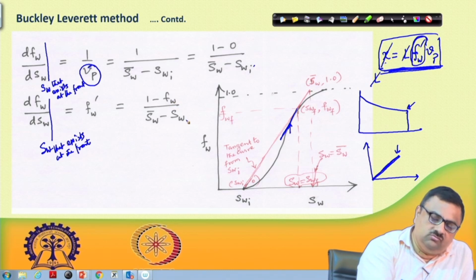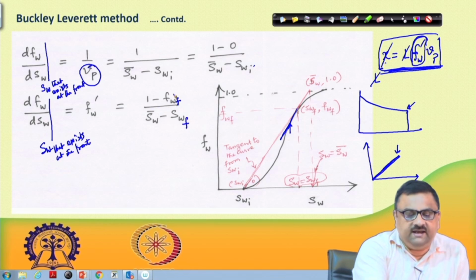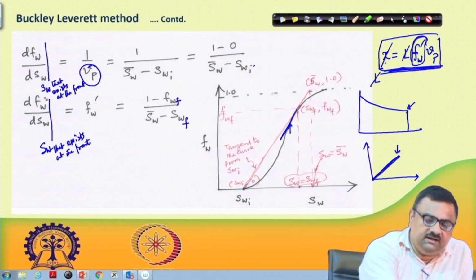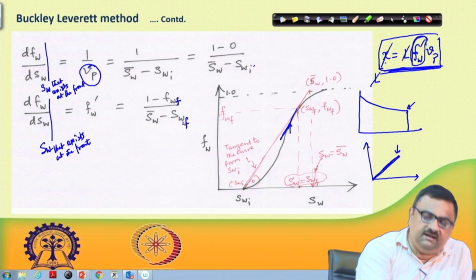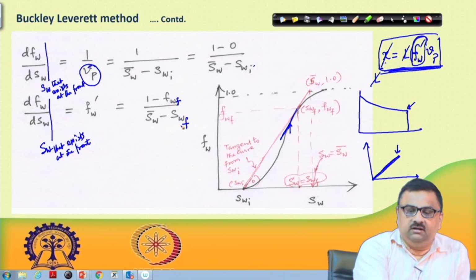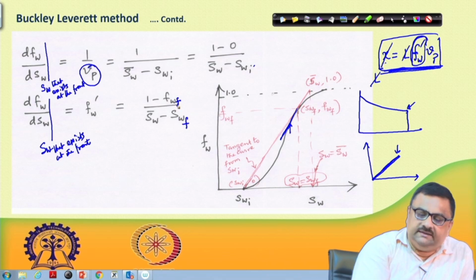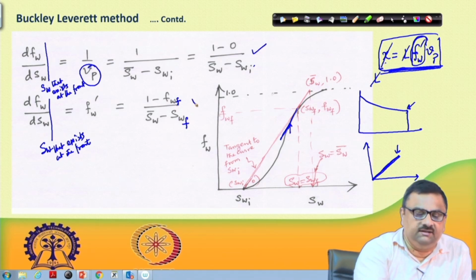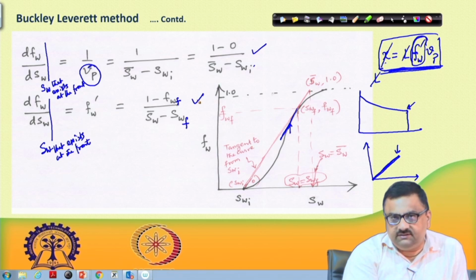And to separate things out, let us put another subscript, 1 minus FWF, because this FW is calculated at this value of SW. Del FW, del SW is calculated at this value of SW. So, instead of calling it SW that exists at the front, let us write it as SWF and let us call this FWF. Okay. So, this slope has to satisfy these two conditions simultaneously. And how can you satisfy these two conditions?